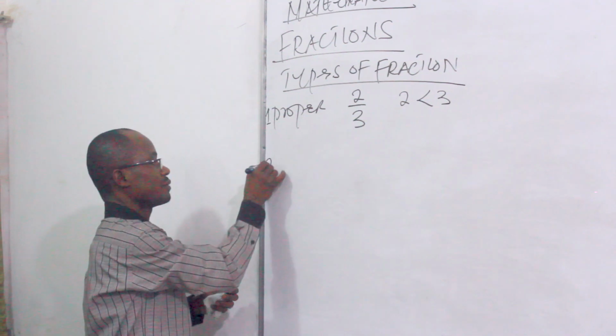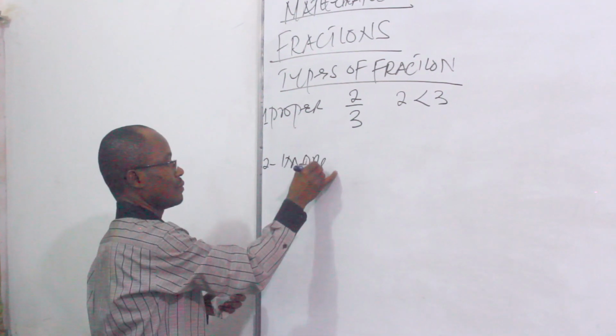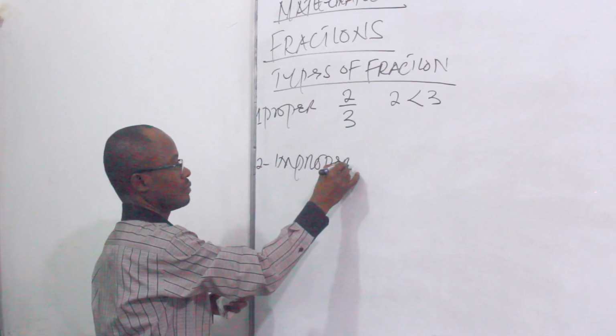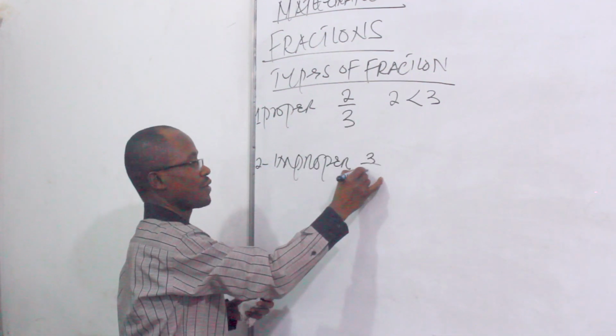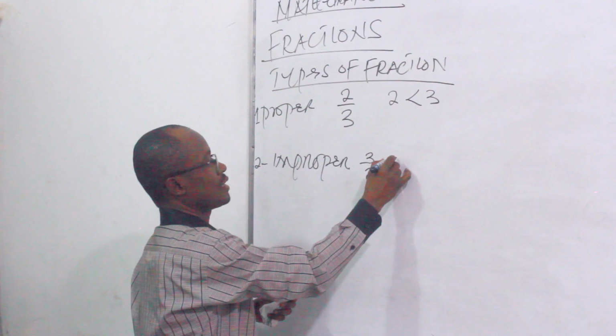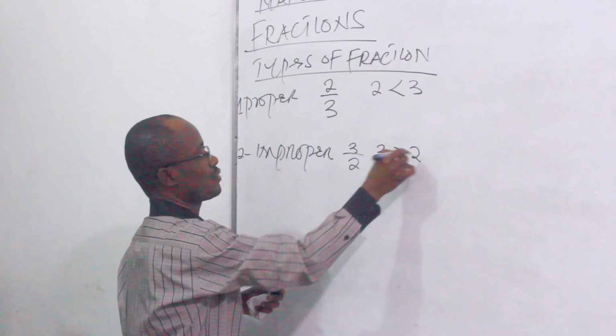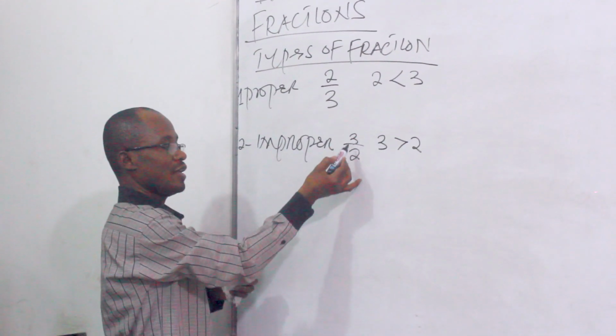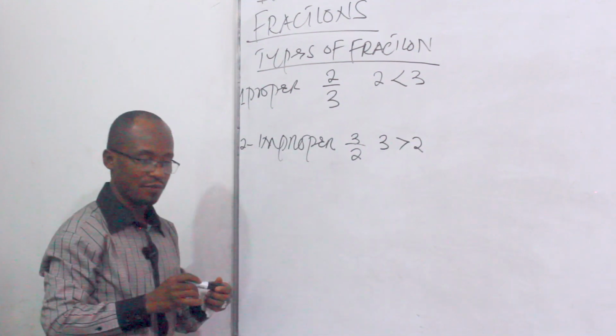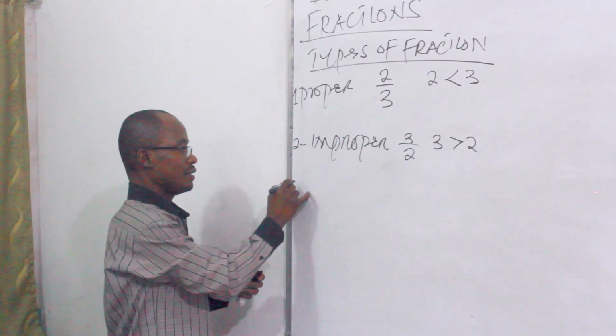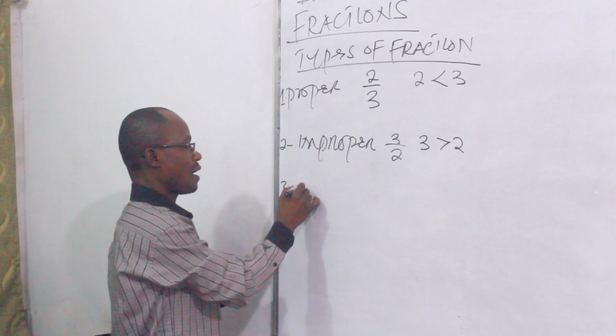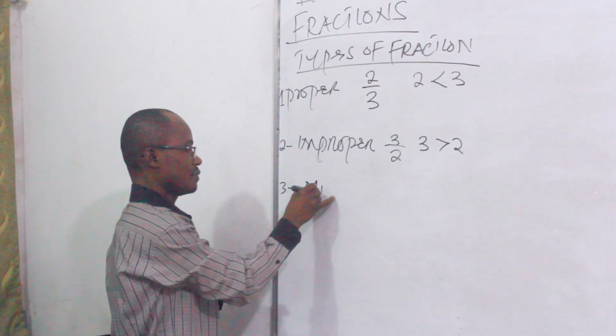Improper fraction. Let's take the reciprocal, 3 over 2. In this case, we can easily say 3 is greater than 2. When the numerator is greater than the denominator, we say the fraction is improper. Then the third, the improper can always be changed to mixed fraction.